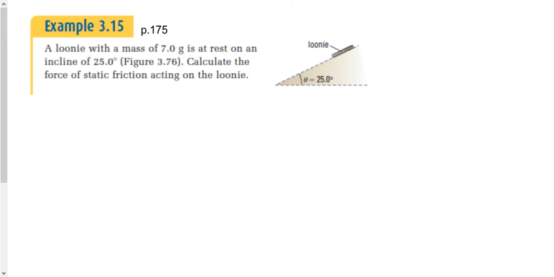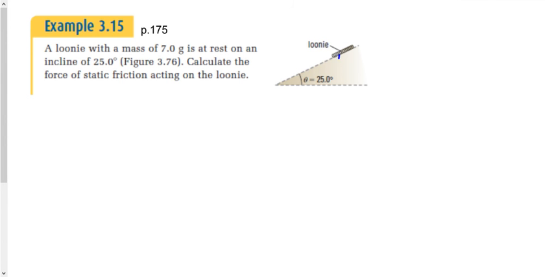All right, let's have a look at this one. A loonie with a mass of 7 grams is at rest on an incline of 25 degrees. Calculate the force of static friction acting on the loonie. All right, what comes first here? Let's draw the free body diagram. It doesn't matter what we're asked for. Let's draw the free body diagram.